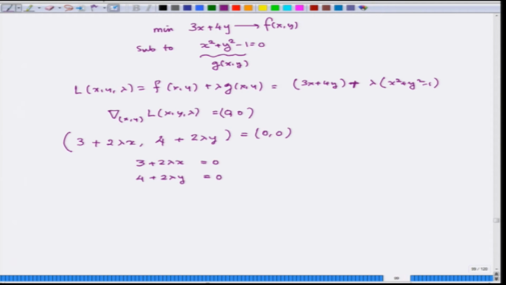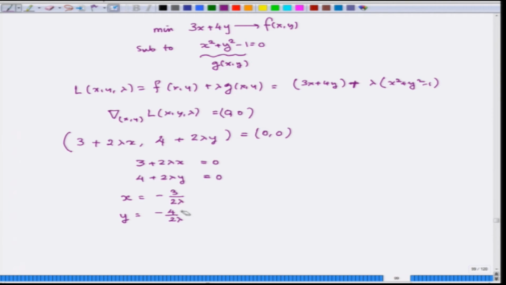Okay. So, what does this mean? Can we eliminate lambda and do something? From here we can have x is equal to minus 3 by 2 lambda and y is equal to minus 4 by 2 lambda.